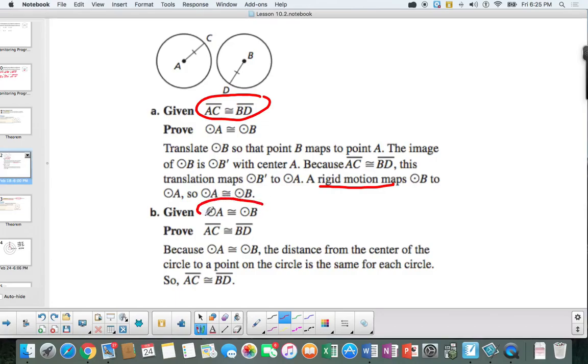If you have congruent circles, then you know that the distance from the center of the circle to a point on the circle is the same. So you know the radii are congruent.